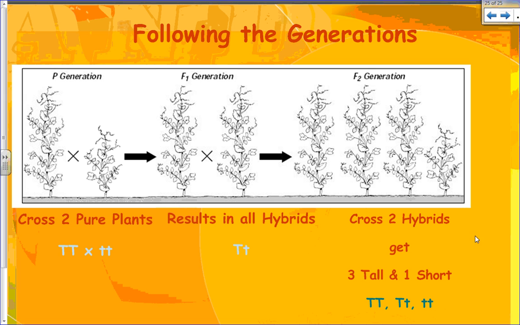And this is this again. So if we look at the parentals, he crossed 2 pure plants. They were looking at plant height. So he crossed a homozygous dominant tall and a homozygous recessive short. What he found was that they were all tall. They resulted in hybrids. And when he allowed those to reproduce, he would get, on average, a ratio of 3 tall to 1 short. And that's our introduction to genetics.